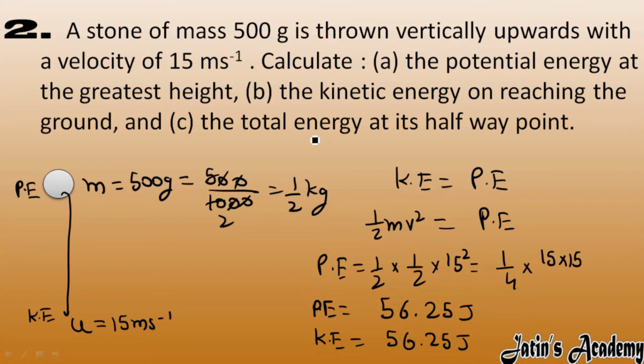Now we have to calculate the total energy at its halfway. According to the conservation of energy, at each and every point the energy remains conserved, meaning the energy value remains constant. So at the midway we have the same value of energy which we have here at the maximum, in the form of potential, and here at the maximum, in the form of kinetic. So here is a mixture of kinetic and potential, but total energy remains the same, that is 56.25 joule. Clear?